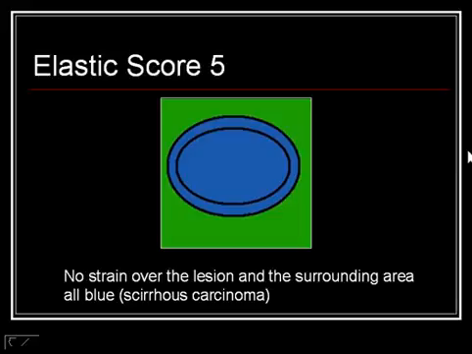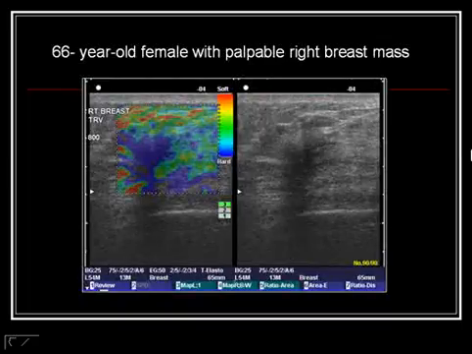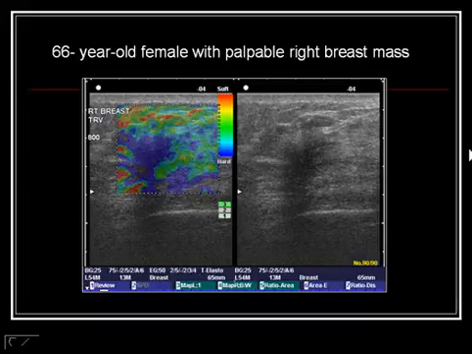The elastic score 5 demonstrates no strain over the lesion and also includes the surrounding areas. And it is depicted as blue, and it's often or most of the time seen with cancers, which are usually the lower or mid-grade cancers, which tend to have desmoplastic reaction.